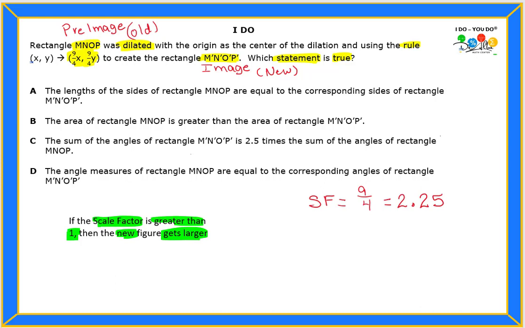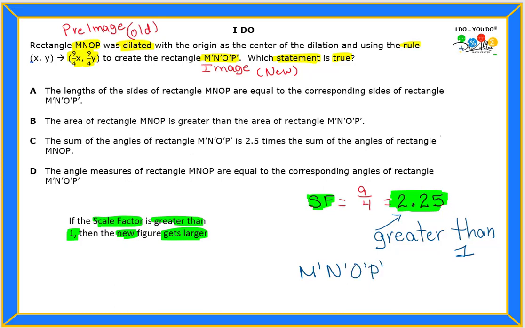Okay, so I want you to look at the scale factor that we have, and I want you to tell me about this number. It's 2.25. Is that less than 1 or greater than 1? It's greater than 1. Very good. So if that number is greater than 1, what's going to happen to the new shape? It's going to get larger, right? And who's my new shape? The one with the apostrophes, the one we read as prime. So this one will get larger.